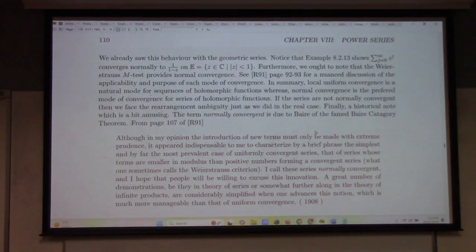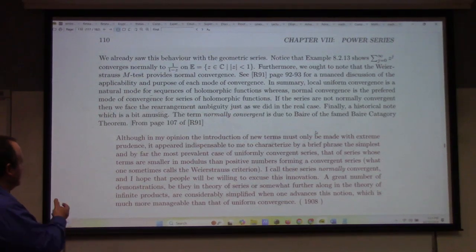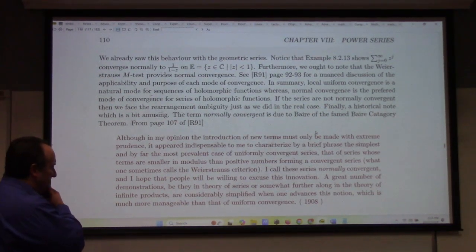This normal convergence was introduced by Baire, of the Baire category theorem. And here's what he said. "In my opinion, the introduction of new terms must only be made with extreme prudence. It appears indispensable to me to characterize by a brief phrase the simplest and by far most prevalent case of uniformly convergent series: that of series whose terms are smaller in modulus than positive numbers forming a converging series, what we sometimes call the Weierstrass criterion. I call these series normally convergent, and I hope that people will be willing to excuse this innovation."